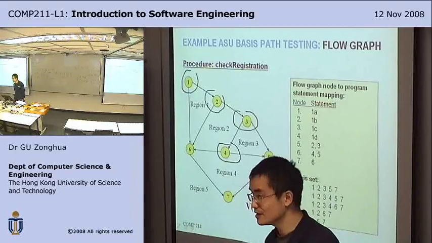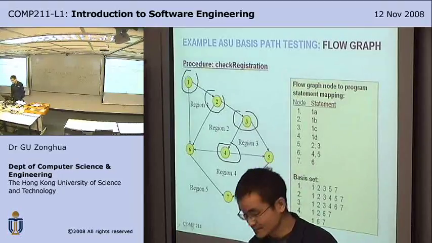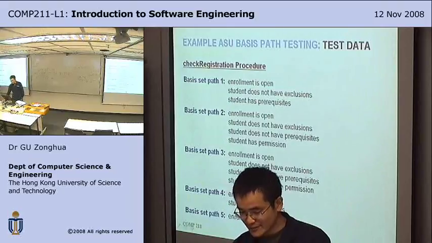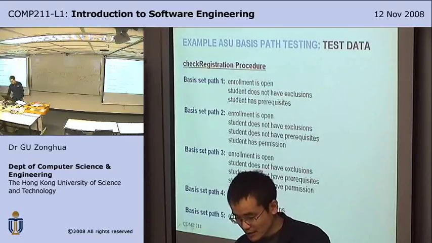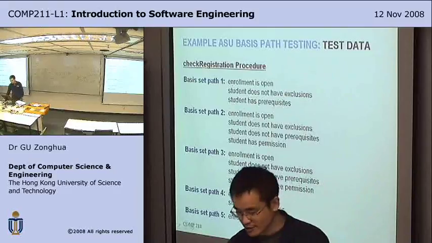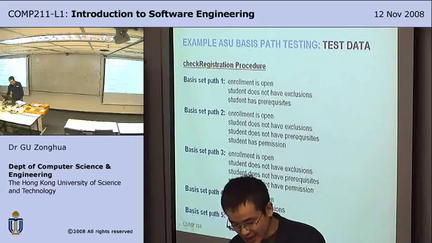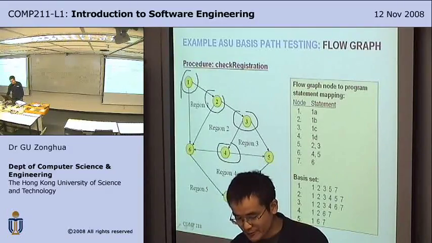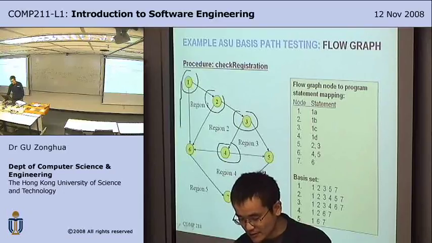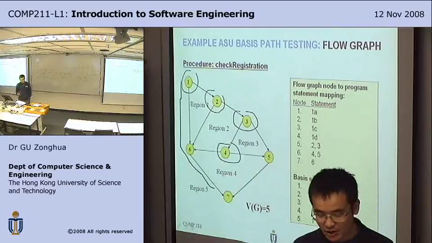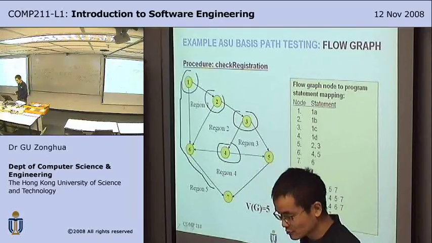So any questions on that? Each of the basis set is essentially, so 1 is enrollment is open, student does not have exclusions, and student has prerequisites. And basis path 5, enrollment is closed. So let's look at basis path 5, 1, 6, 7. It directly falls from the false branch from node 1 and goes to if the registration is closed, then you don't check anything else. You just go directly to failure.